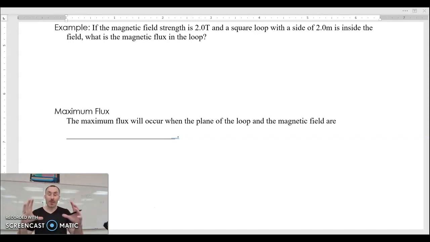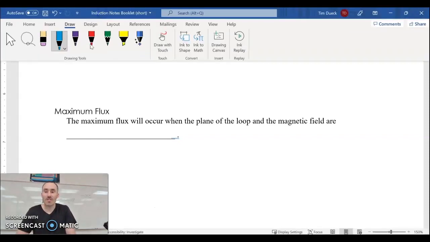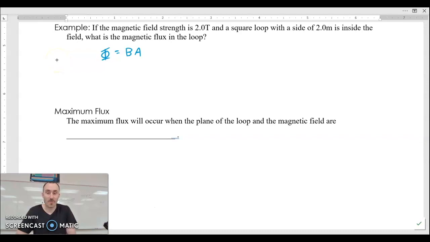Okay, so this is an area of field that has a loop inside it. We're trying to figure out what the magnetic flux is. Magnetic flux is the field strength times the area. Now in this case, the question does not tell you the area of the loop. What it tells you is the shape of the loop and its dimensions. So this is a square loop, and we should remember that the area of a square is length times length, or length times width, but the length and width are the same in a square. So this is length squared. That's the area of a square.